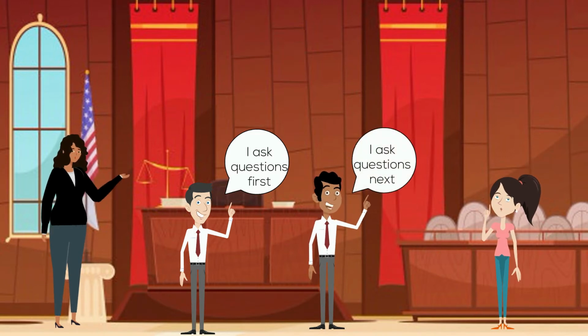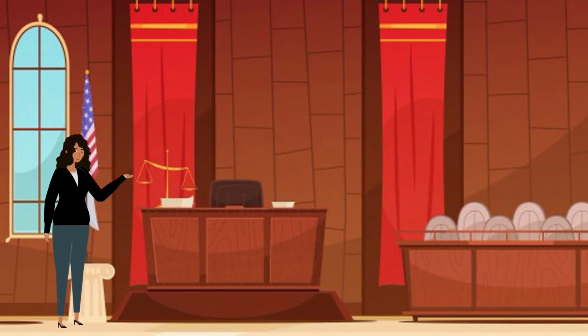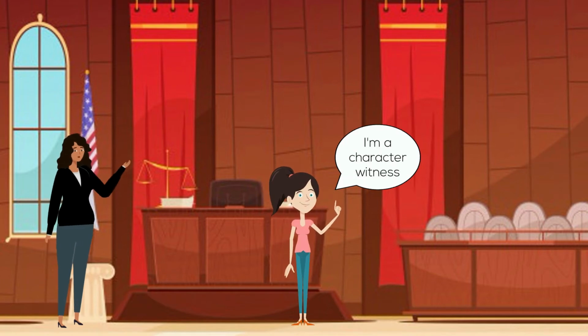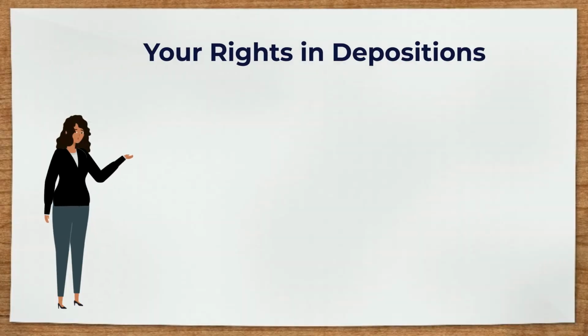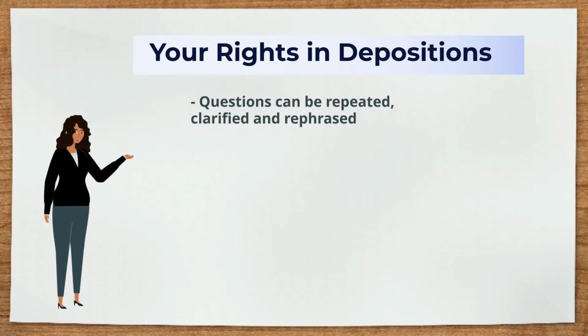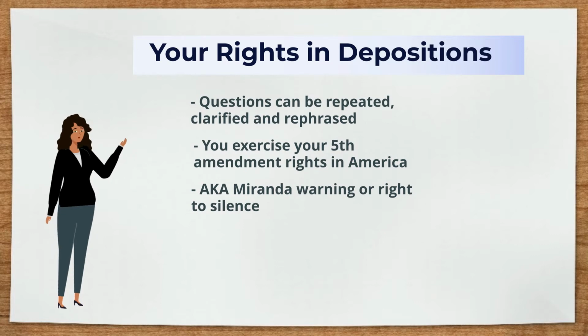Generally, in mock trial cases, as a witness, it will be clear where you stand in regards to the counsels. For example, in a criminal trial, an expert forensic scientist may speak for the prosecution. Alternatively, as a relative of the defendant, you may be a character witness for the defense counsel. Whenever you testify, be it at trial or in a deposition, you may ask for questions to be repeated, clarified, or rephrased. You may also exercise your Fifth Amendment rights if the case is being held in a court in America. This is also known as the Miranda warning or the right to silence in other countries.